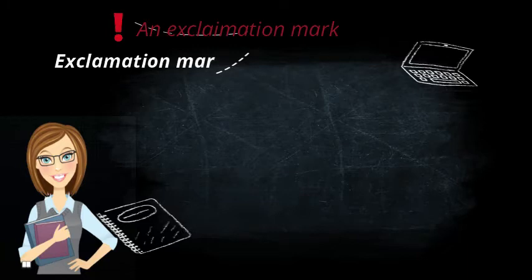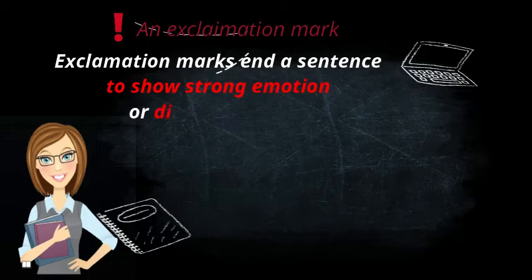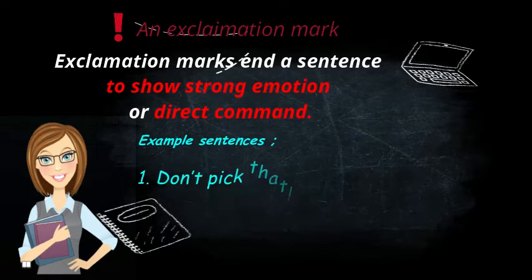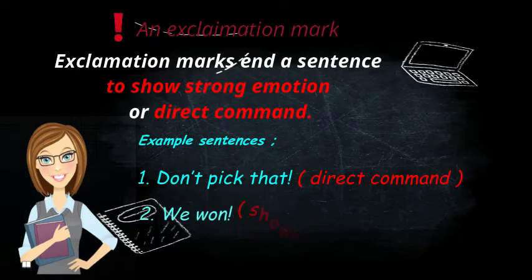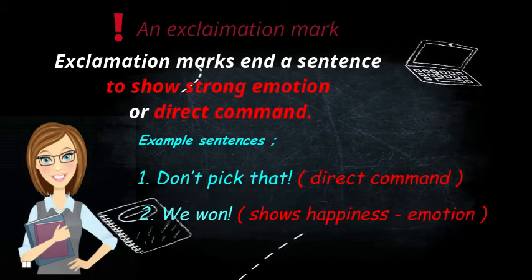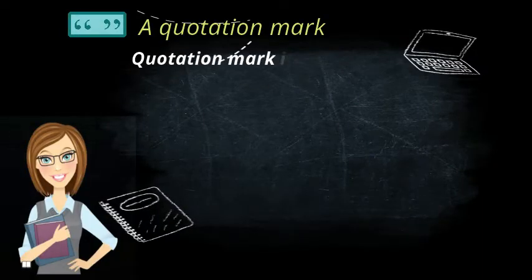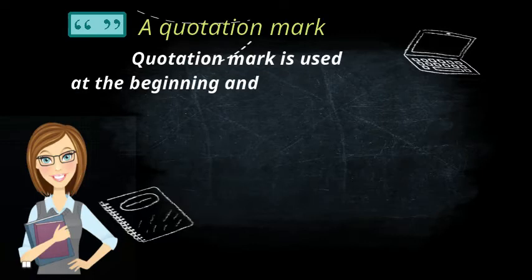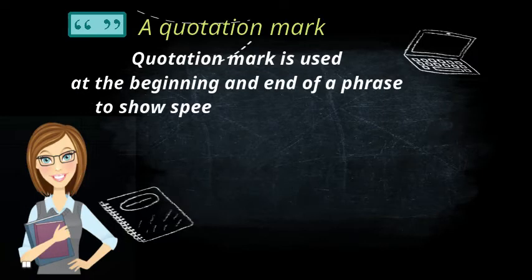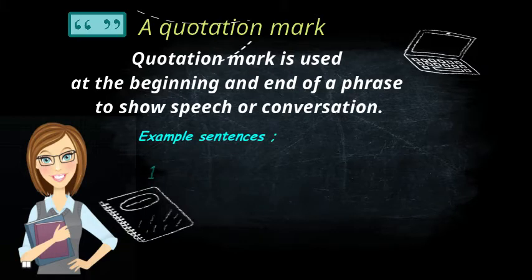Exclamation marks end a sentence to show strong emotion or direct command. Look at the examples. A quotation mark is used at the beginning and end of a phrase to show speech or conversation. Look at the examples.